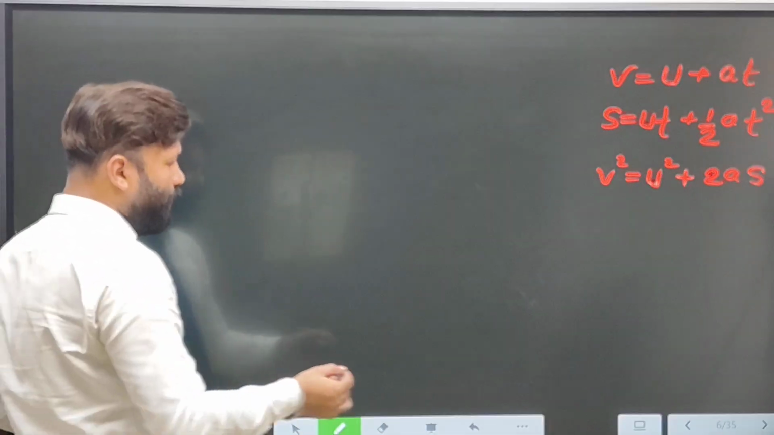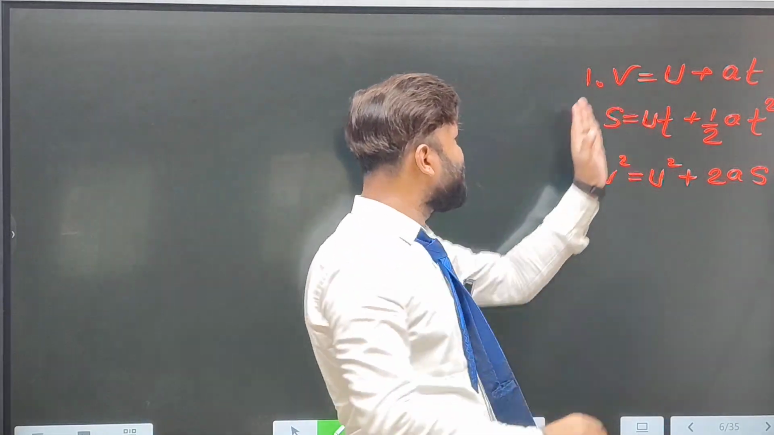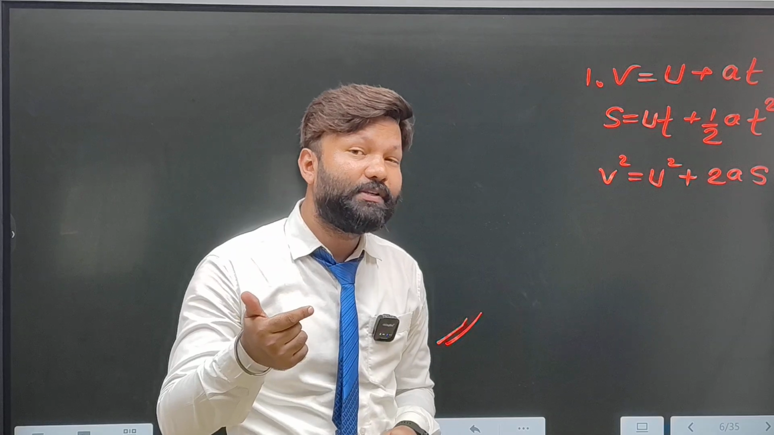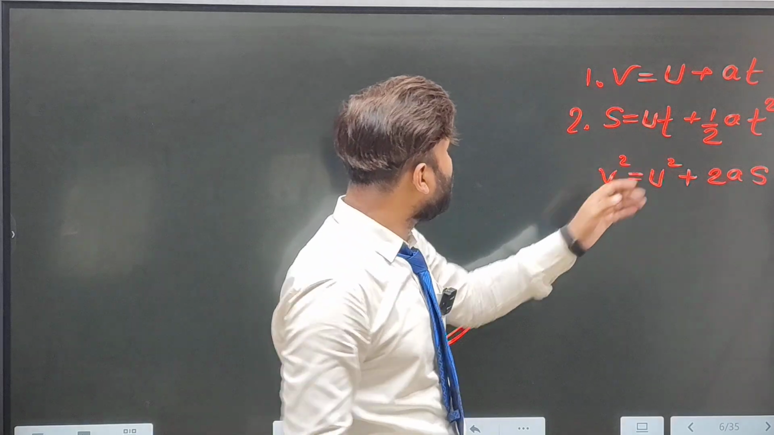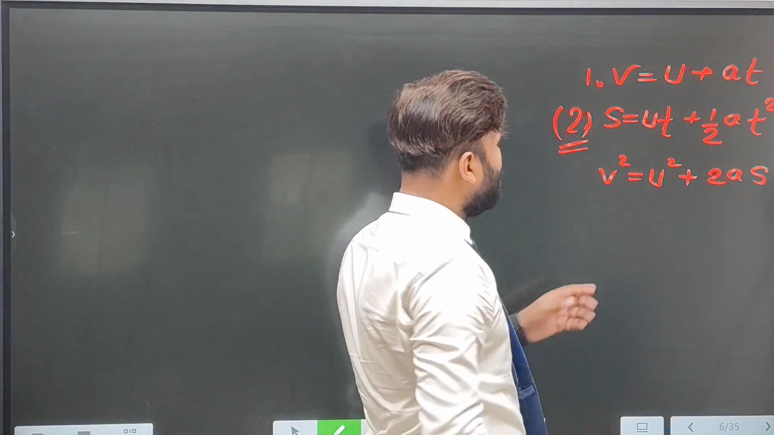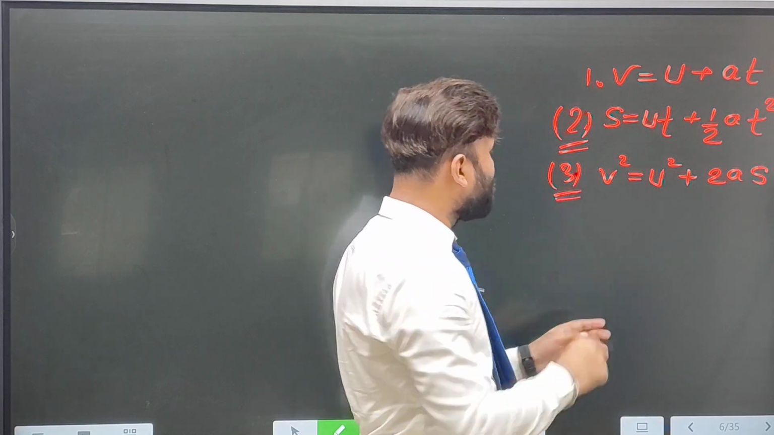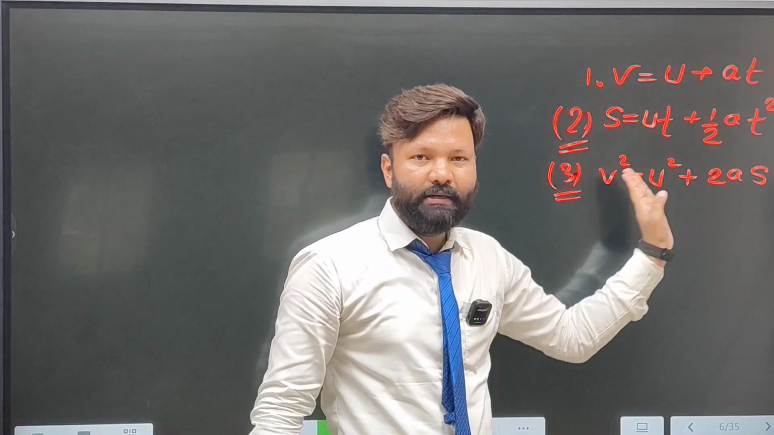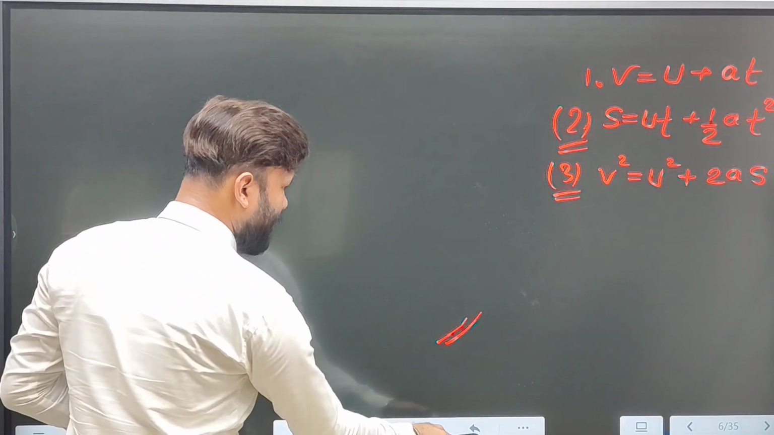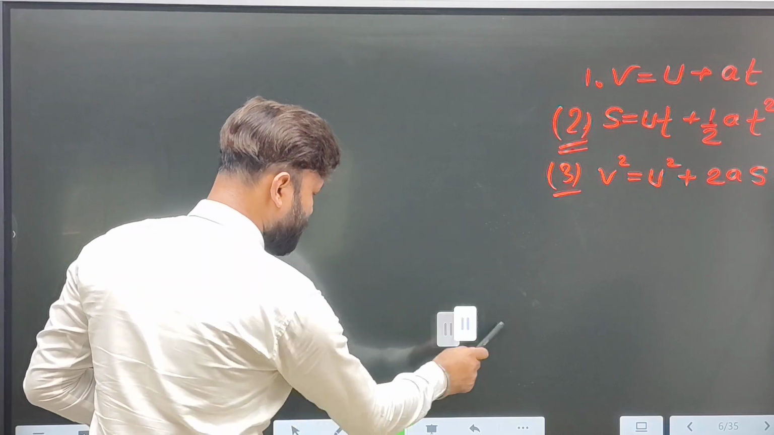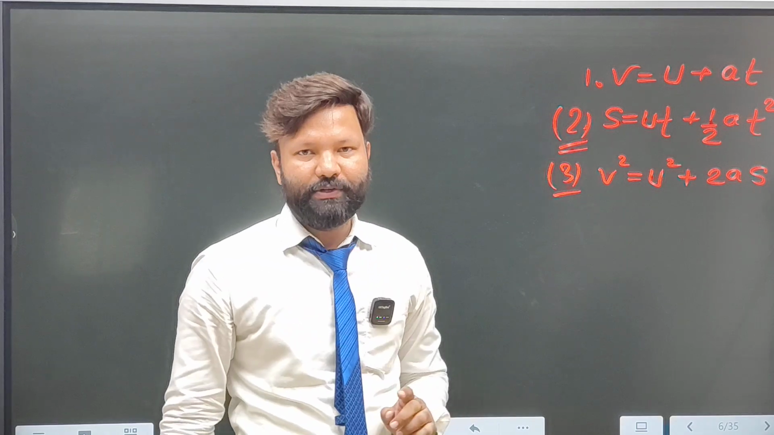So what is given? S we have to find. Tell me, in the first equation, is S there? No, so we cannot take the first formula. In the second equation, S is equal to UT plus half AT square, S is here in this equation, and in the third equation also S is there. So either we have to use the second equation or the third equation.